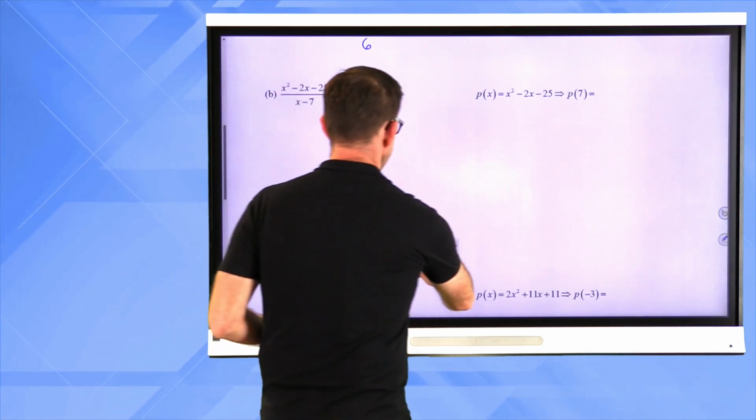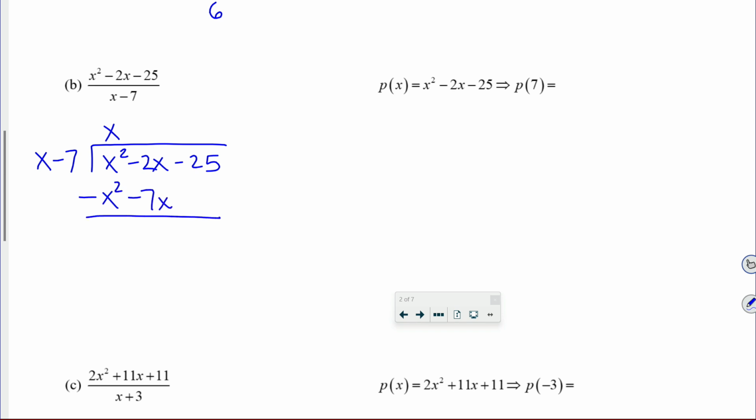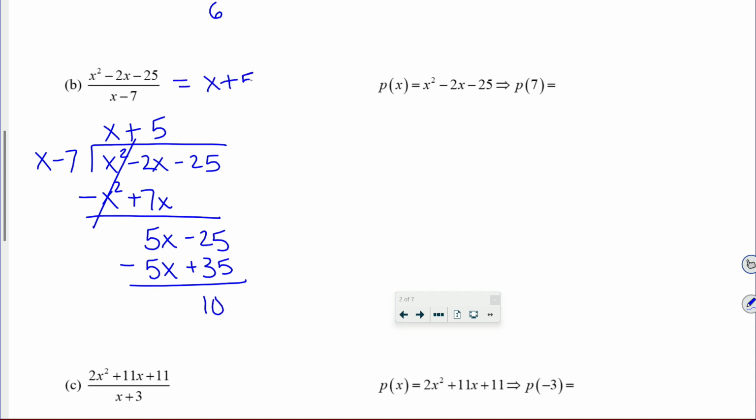All right, let's do it. I'm going to just throw this over here. We have x squared minus 2x minus 25. I'm going to go through this one a little bit faster, divided by x minus 7. I'm going to have x times x minus 7 is x squared minus 7x. As always, I'm going to negate and add, cancel. That's going to be 5x minus 25. That's going to be plus 5. That'll be 5x minus 35. Negate and add, that's going to give me 10. So all of this is equal to x plus 5 plus 10 divided by x minus 7.